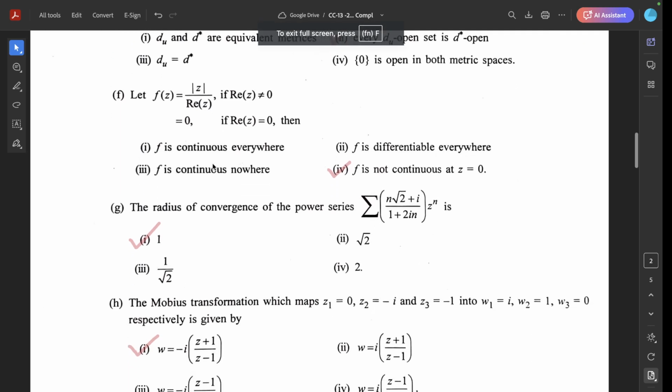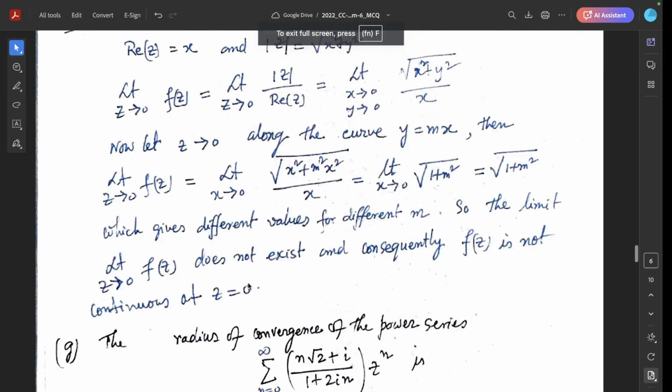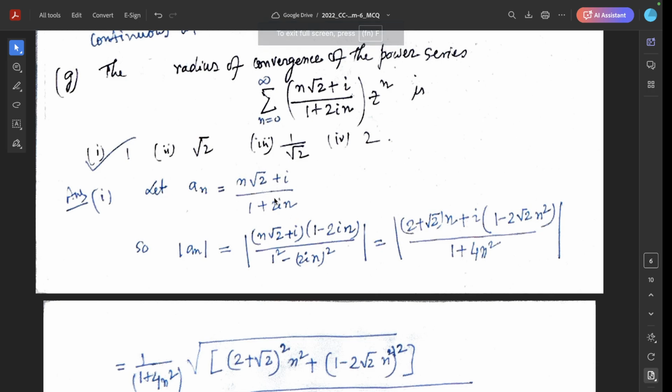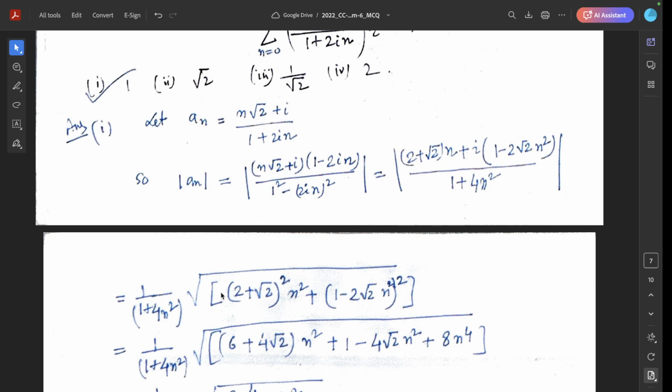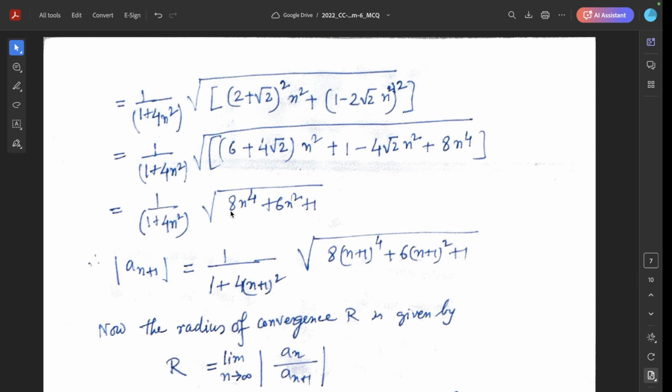Next question G. The radius of convergence of the power series, the nth root of (2 plus i) divided by (1 plus 2in), whole bracket z to the power n: the correct option is 1. Let a_n equal this nth term. Then modulus of a_n equals this; multiplying numerator and denominator by 1 minus 2in, and after simplifying we get this modulus of this plus i into this. The modulus of x plus iy is the root of x squared plus y squared. So after simplifying we get this: 1 by 4, 1 plus 4n squared, root of 8 into the power 4 plus 6n squared plus 1.